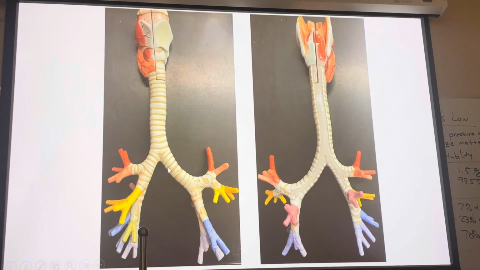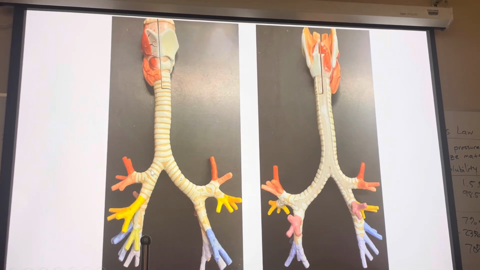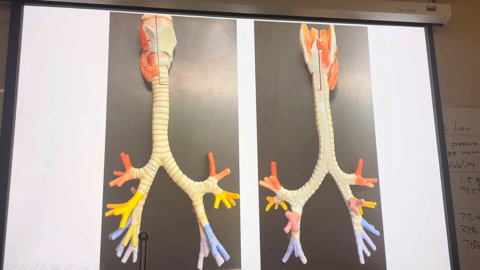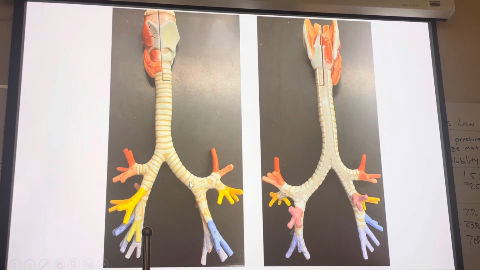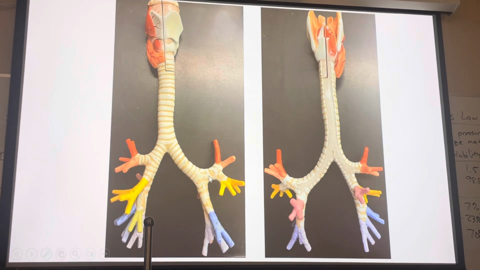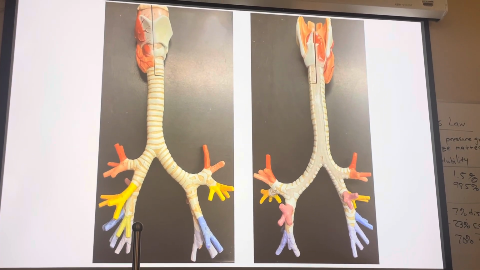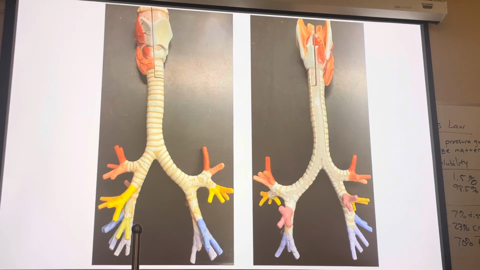You do have to get the sides correct, so you have a left primary bronchus here, and a right primary bronchus on the other side. The left is usually longer. It also usually has a much narrower opening. It's not as big, and it comes off at a very sharp angle, a very acute angle.